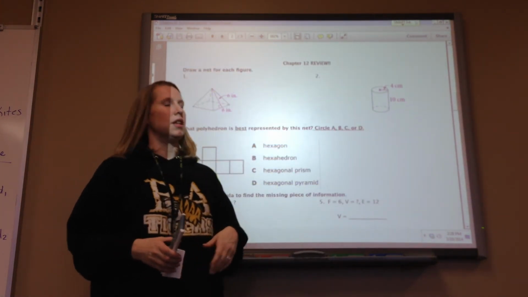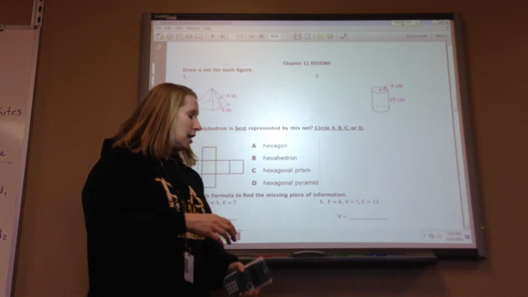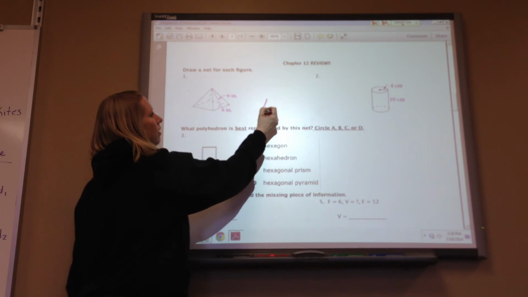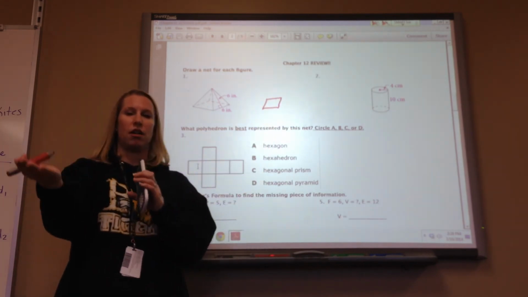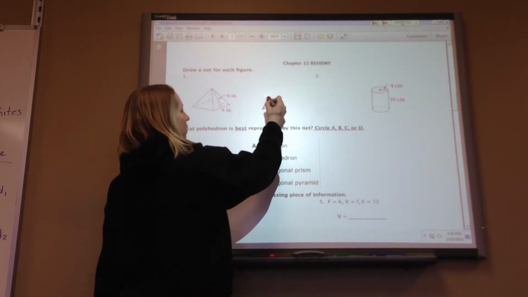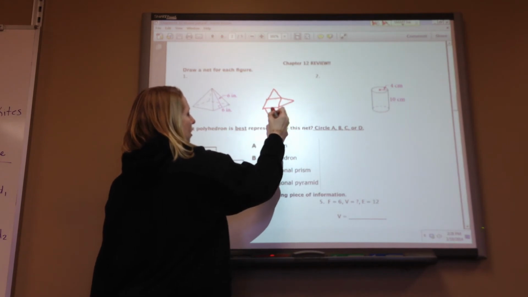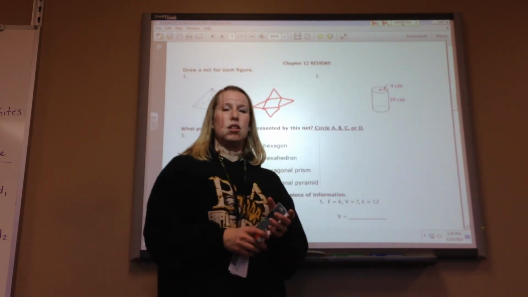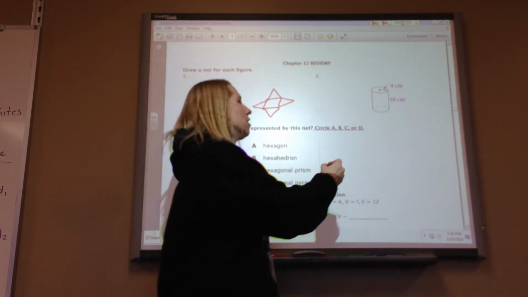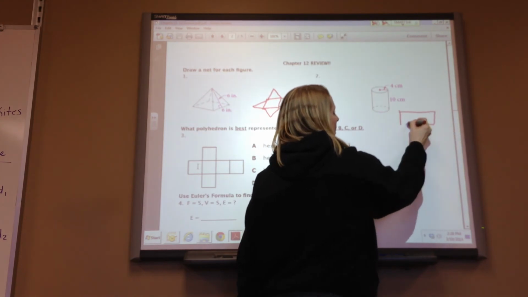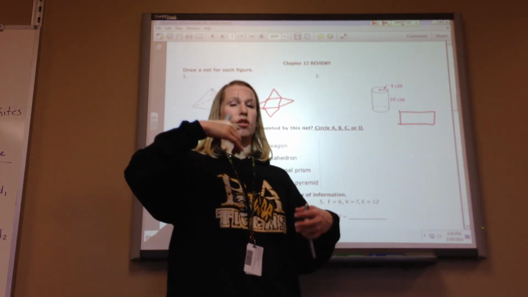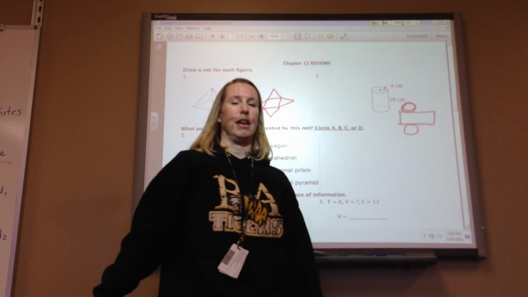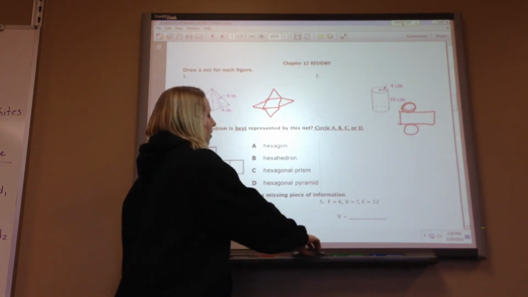Okay, here's some chapter 12 stuff. So you are going to have to draw nets. If I draw a net for this, I always start from the bottom. So I'm going to start with that bottom, and then imagine unfolding each piece. So I'm going to unfold each triangle, and that would be my net. On a cylinder, imagine unfolding it, so then you're going to have this rectangle piece, and then you have the two circles on top and bottom. It's supposed to touch, so kind of like that. So that would be your net.